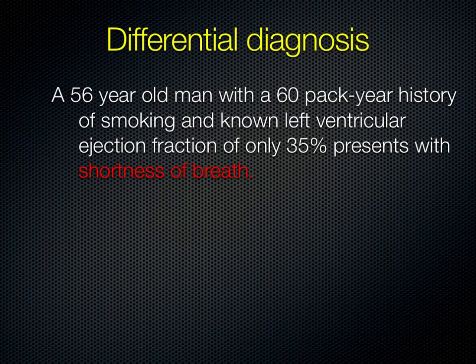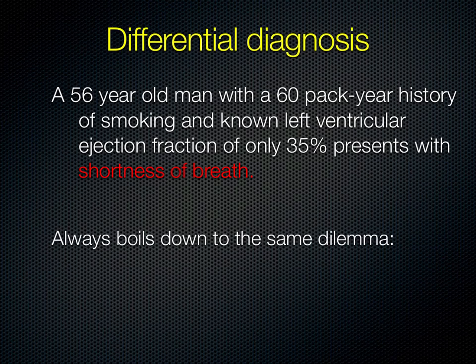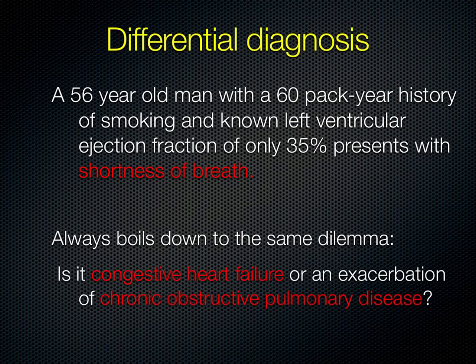This patient could equally have a CHF exacerbation, could have a COPD exacerbation, and it always boils down to the same dilemma. What's going on and how do we treat them initially? Often what happens is this patient receives a shotgun approach in which we treat them with nebs and steroids and antibiotics, as well as Lasix and afterload reduction, and it's not really clear what we're aiming for.